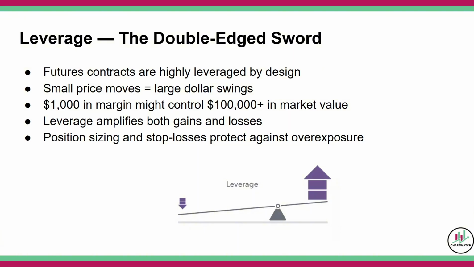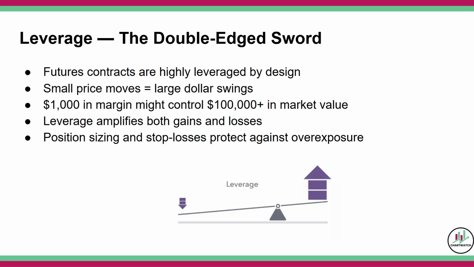Let's talk about leverage for a split second. One of the biggest reasons traders are drawn to futures is the leverage, but it's also the biggest reason accounts get blown up. Leverage means you can control a large amount of market exposure with a relatively small amount of capital. For instance, one ES contract is around $200,000 of market value, yet your margin requirement might only be $1,000 to $12,000 depending on your broker and timing. That is 10 to 200 times the leverage.